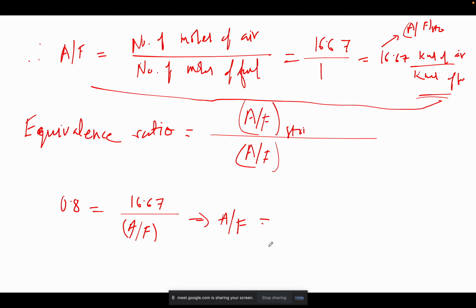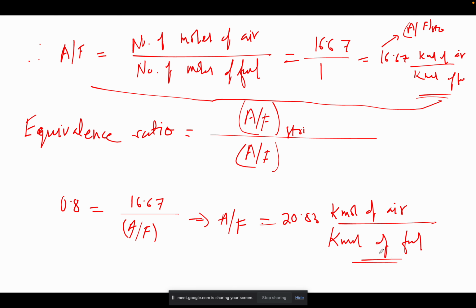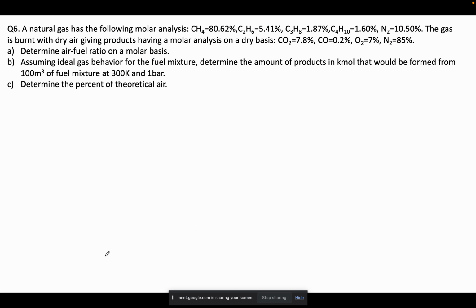This will be 20.83 kilomole of air divided by kilomole of fuel. Okay. Let us go to the next question.